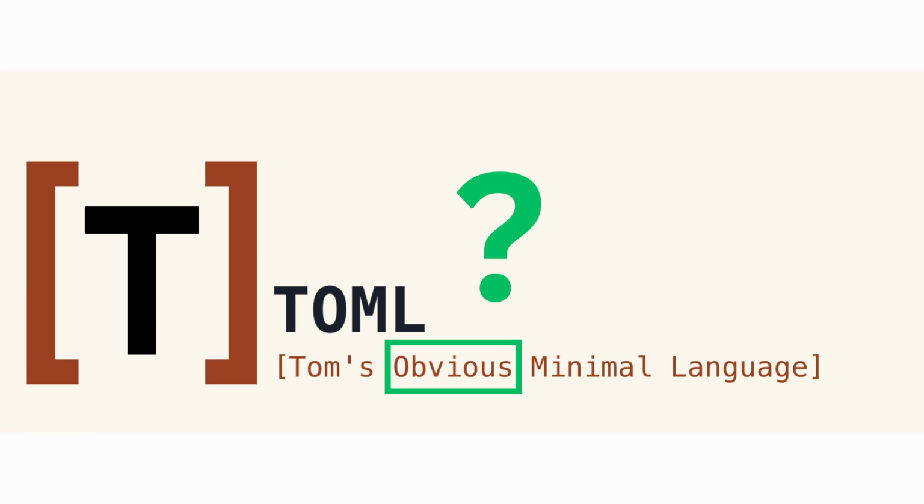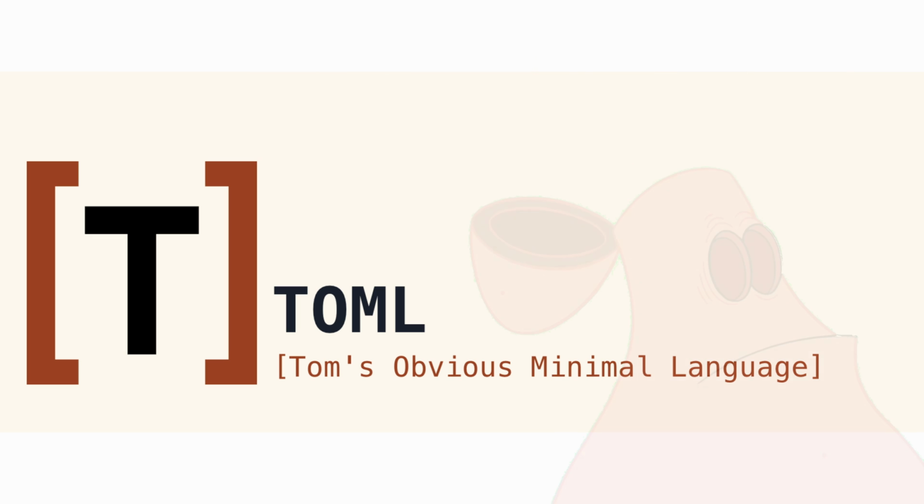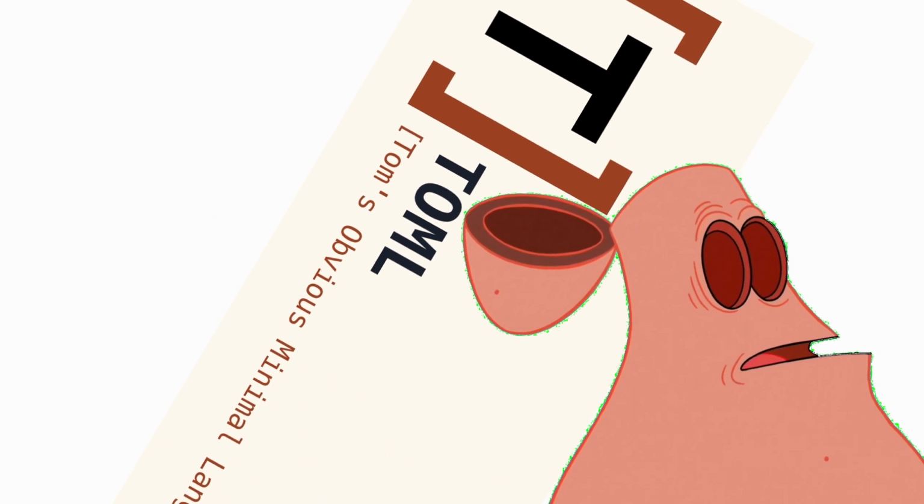TOML, despite its name, was never that obvious to me. Maybe it's because I've never spent the 15 minutes required to go through its specification, never parsed it to configure my own custom app, never even played with it besides copying the snippets from cargo and poetry docs. So maybe it is obvious as in you can use it without knowing anything about it?